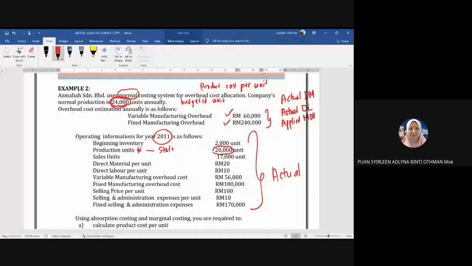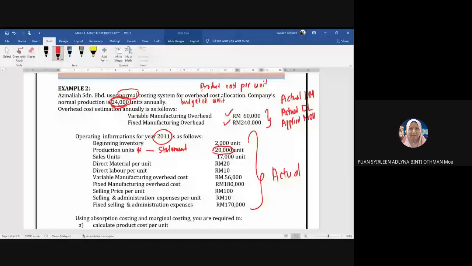Faham tak? Tapi actual unit ni, you akan kira dan guna di statement. Sebab kita nak dapatkan applied. Applied, that means you ambil POR darab actual activity. Dalam statement ni, actual activity dia merujuk kepada unit produce. Okay? Alright. So now you have your beginning inventory unit, production unit, sales unit. Lepas tu you ada direct material, direct labor. Yang ni variable manufacturing overhead cost, fixed manufacturing overhead. Yang ini actual sebab nanti awak nak kena banding dengan your applied dekat atas tu nanti.